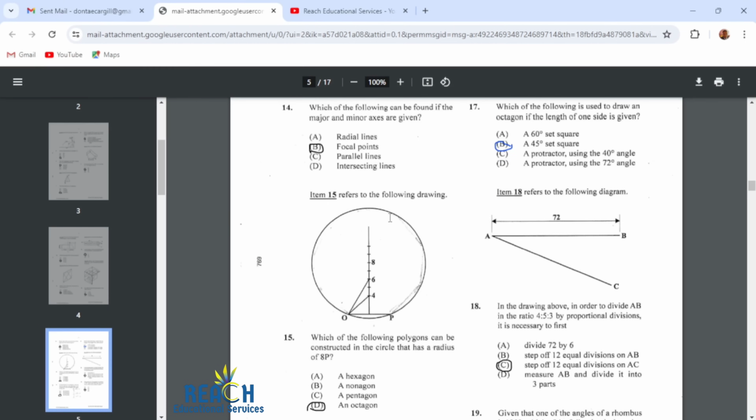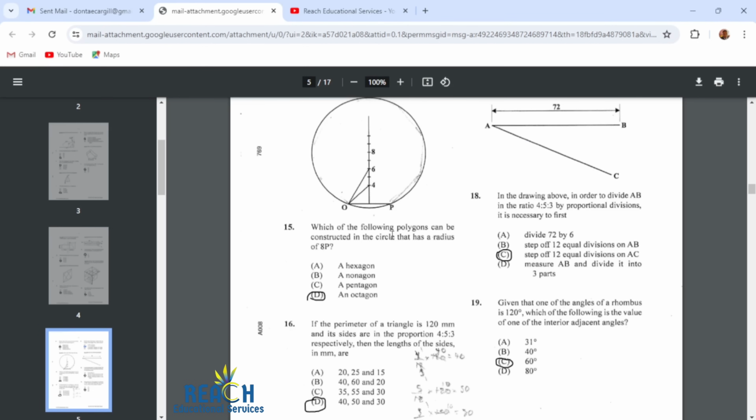Alright, and this is number 15 now. Number 15. Which of the following polygons can be constructed in the circle that has a radius of 8p?